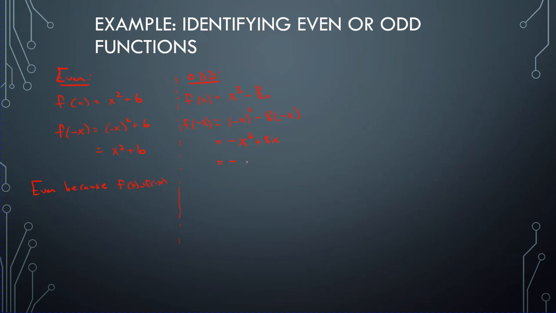Well, let me factor out a negative. When I factor out a negative, look what I get. I get negative and then x cubed minus 8x. Well, look, x cubed minus 8x is just f of x. So look what's happening here. I'm showing that f of negative x is the same thing as negative f of x. So that means it's odd.